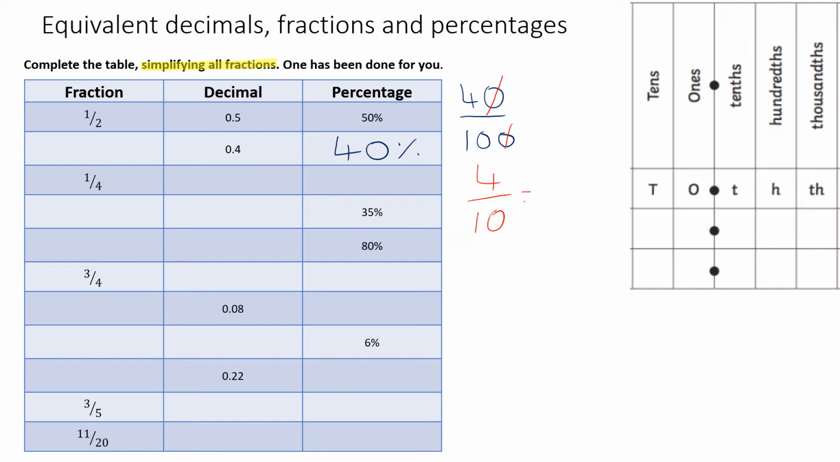But you should be thinking, they're both multiples of 2. They're both in the 2 times table. So how many times does 2 go into 4? It's 2. And how many times does 2 go into 10? It's 5. So we have our fraction of 2/5.